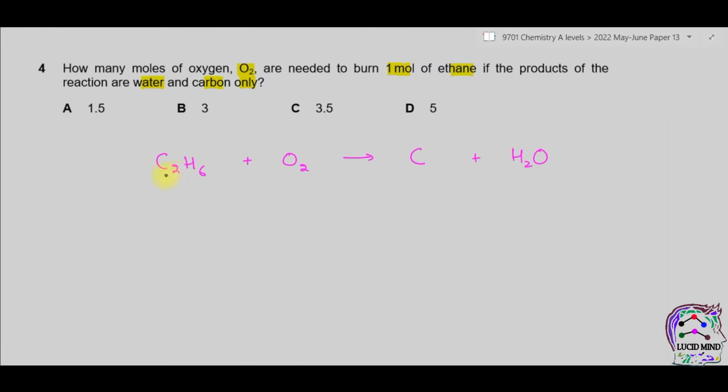Let's balance this equation. We have 2 carbon atoms, so we can write 2 with C. We have 6 hydrogen atoms, so we can write 3 with H2. Now we have 3 oxygen atoms on this side and 2 on this side, so we can write 3/2, or you can also use 1.5. So we can say that 1 mole of C2H6 requires 1.5 moles of oxygen for this type of combustion. So the correct answer should be 1.5 moles.